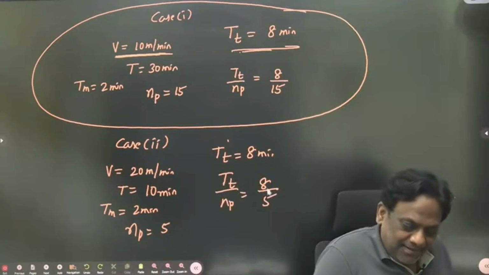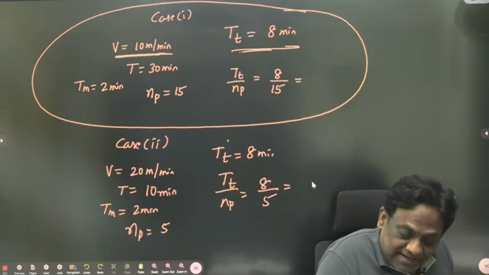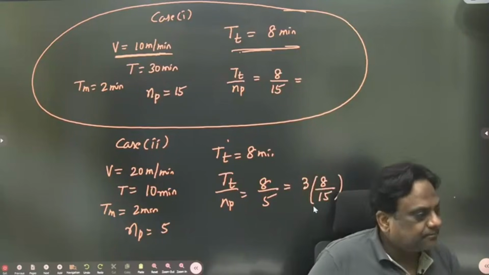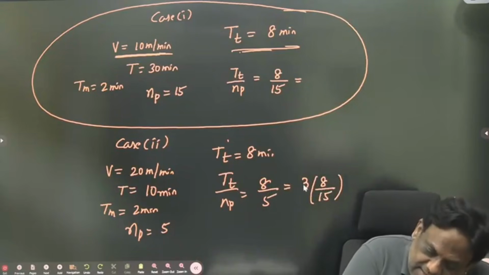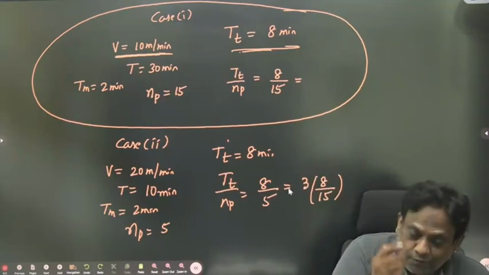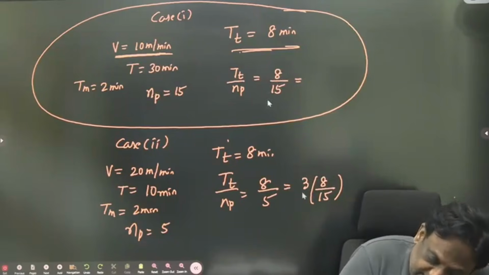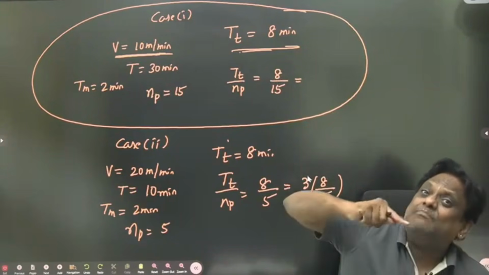Look, numerator is same. Can I write this as 3 by 8 by 15? Yes sir. देखो 3 1s 3, 3 5s 8 by 5. तो क्या हुआ सर? पहले t by tt was 8 by 15. Now it is 3 times 8 by 15. Means my tool changing time per piece has become 3 times.